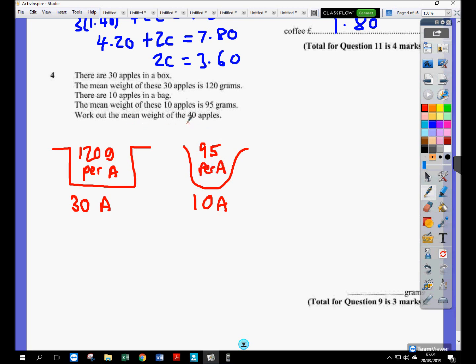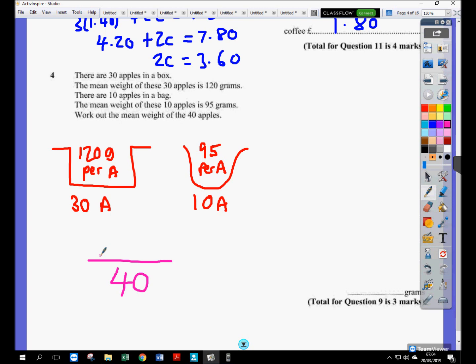Work out the mean weight of the 40 apples combined. Well, what I need to do, if I'm going to work out the mean weight of all 40 apples, well, I will definitely divide by 40. It'll be 40 apples altogether. But if you think about the definition of mean, it's the numbers added together divided by how many numbers there are.